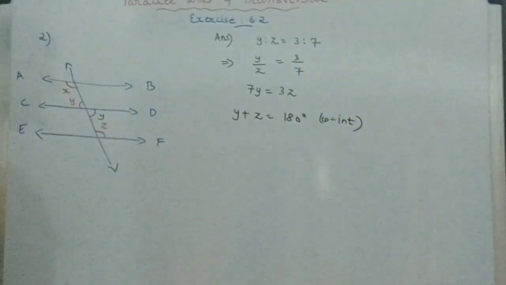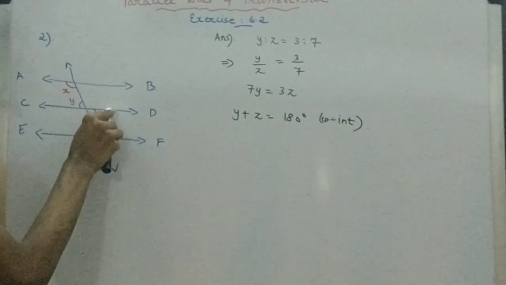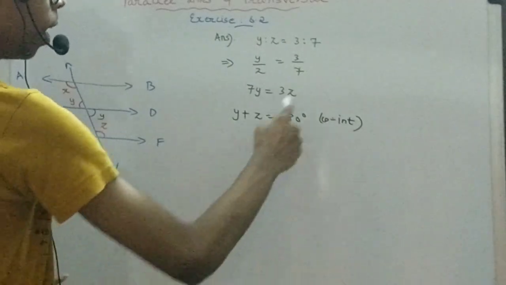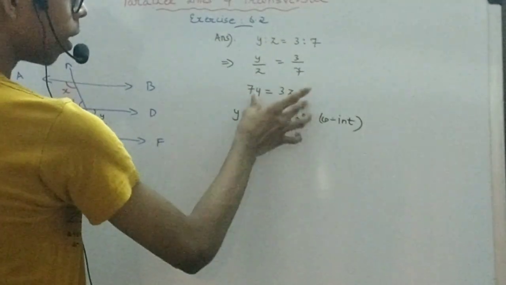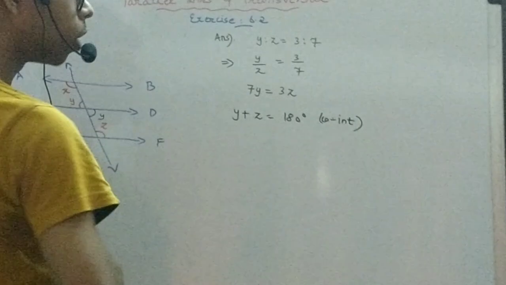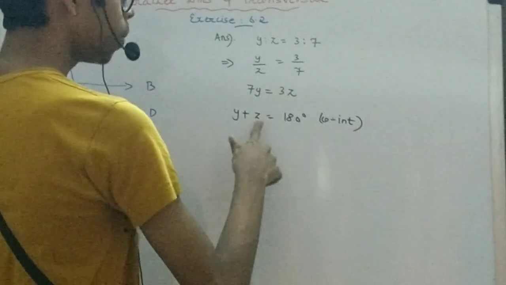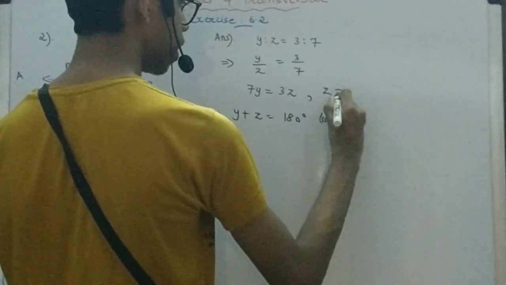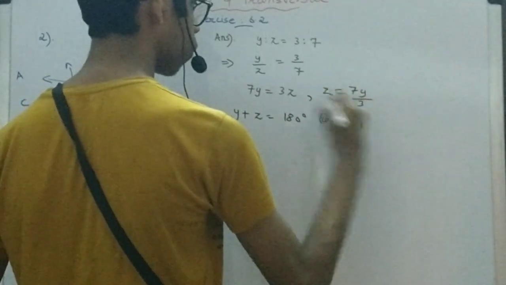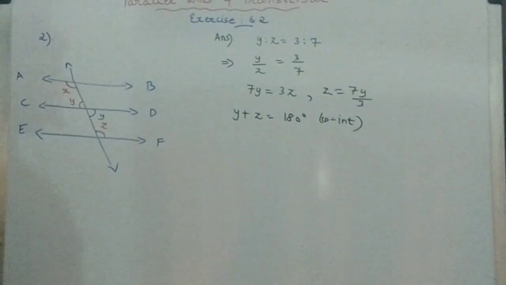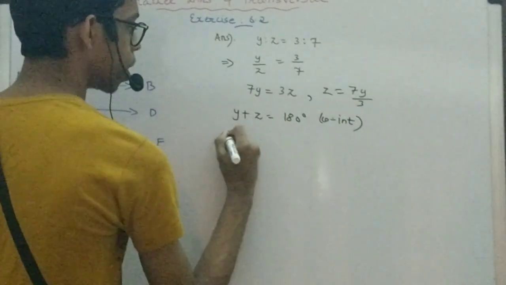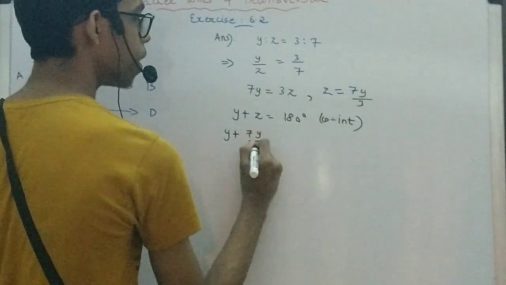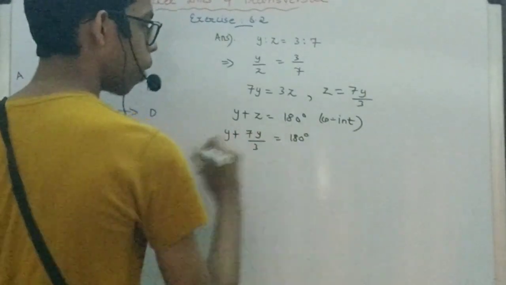Now from here my aim is to find the value of this angle y. Now if you see, y plus z is equal to 180. Now from here we had written this equation, that is 7y is equal to 3z, isn't it? Now from here can I write the value of z? Yes, from here I can write z is equal to 7y by 3, isn't it? So I can just substitute and write, instead of z, 7y by 3. So y plus 7y by 3 is equal to 180 degrees.